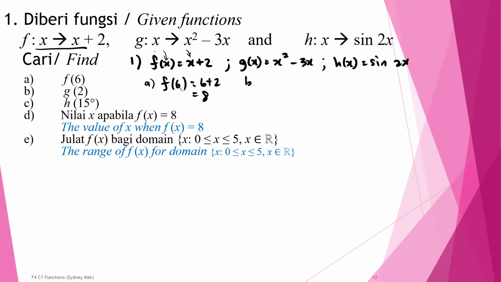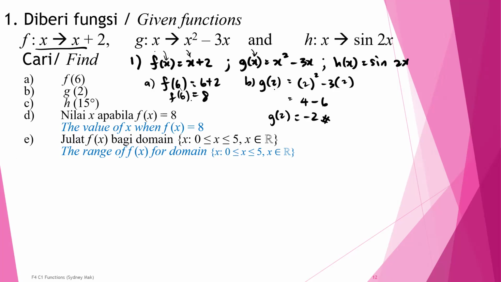And B, we want to find G2. So you look at program G. What does program G say? And write its framework. Program G say whatever object that put in, you shall take that object to square it and minus 3 times that object. So what's your object here? It's 2. Then you fill in the 2. Can you see that? Write the framework, fill in the object later, then focus in calculation. 2 squared, which is 4, minus 3 times 2, 6. So the answer is negative 2. So your G2 is negative 2.